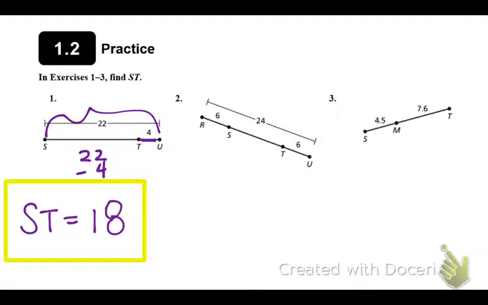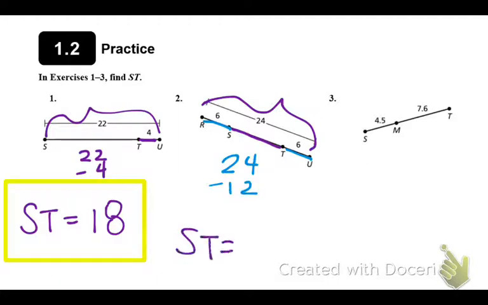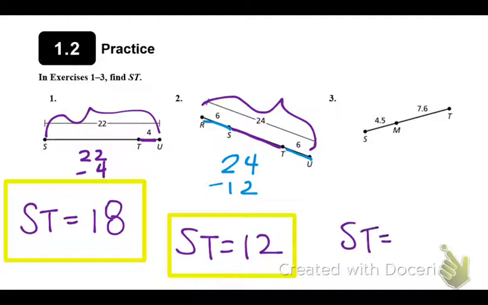The second one, what's the full length of the segment? 24. I am missing a piece. I know that the length of this is 6 and the length of this is 6. So of the 24, how much do I already have? 12. So then how much remains for ST? 12. And then last ST, we know from here to here is 4.5, and from here to here is 7.6. How do I find the full length from S to T? Add them. 4.5 plus 7.6, which makes 12.1.